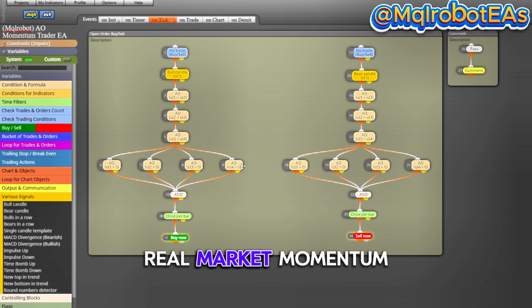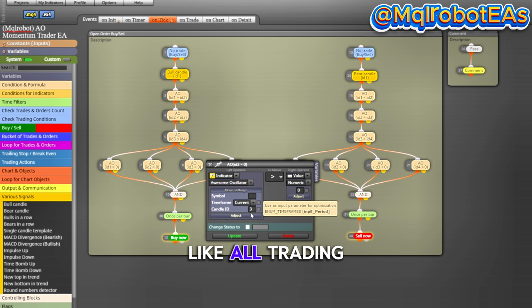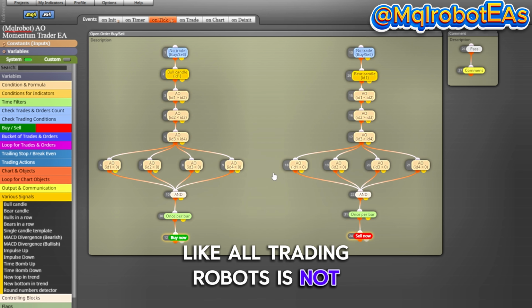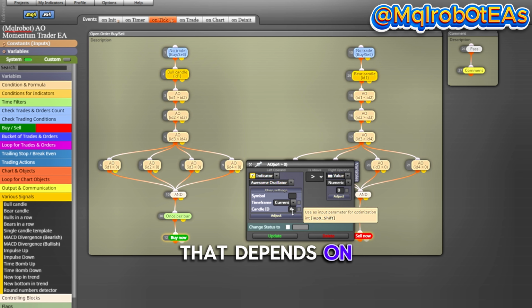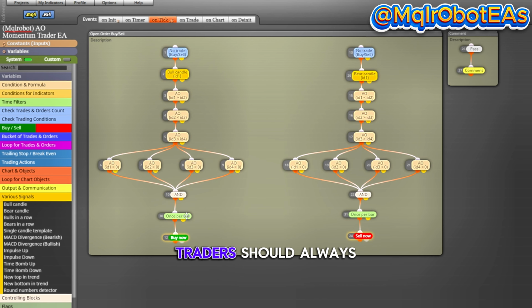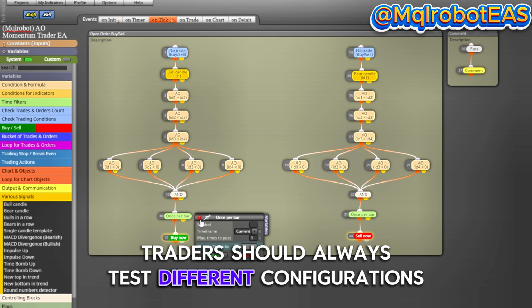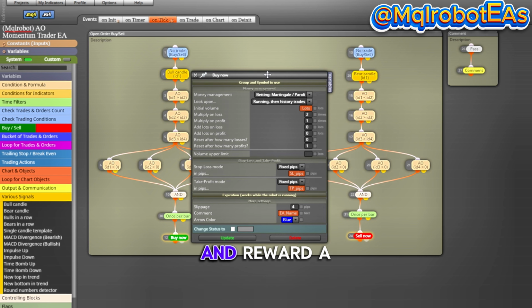show real market momentum. It's important to note that this EA, like all trading robots, is not a guaranteed profit tool. It is a trading system that depends on market conditions, strategy settings, and risk management. Traders should always test different configurations to find the most suitable balance between risk and reward.